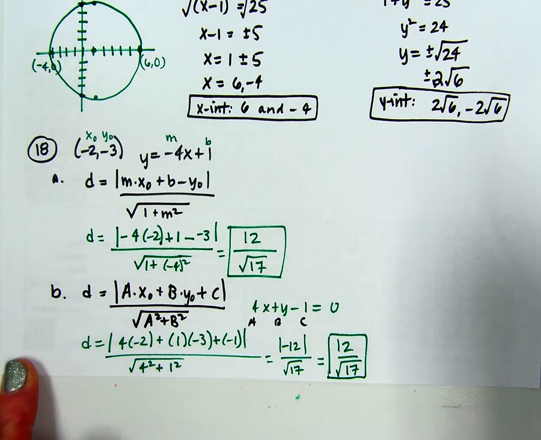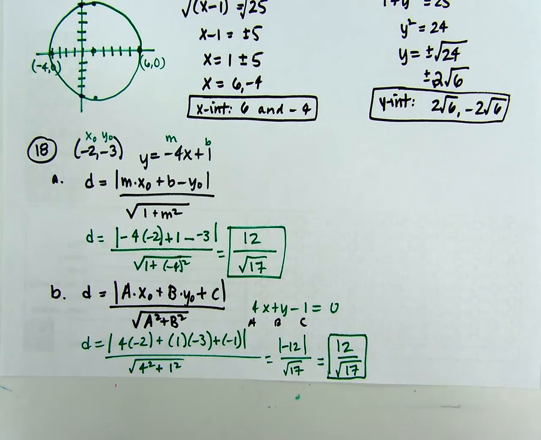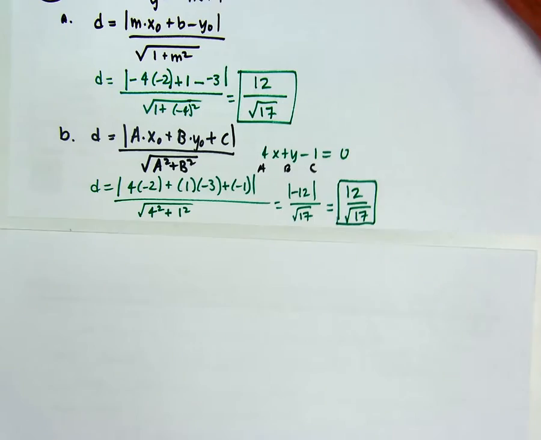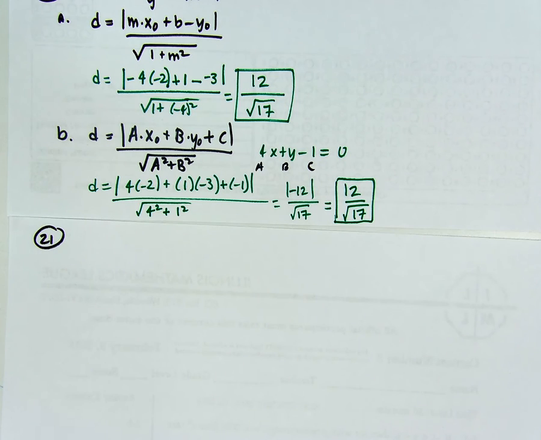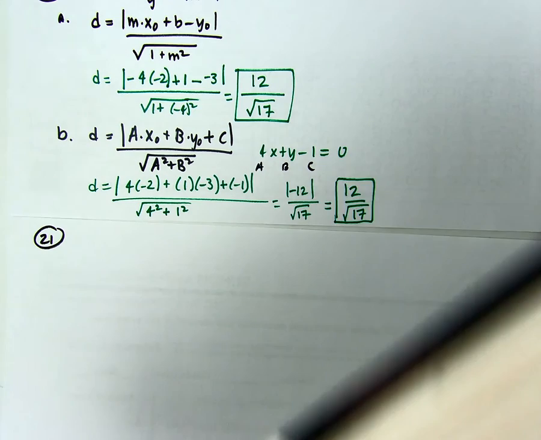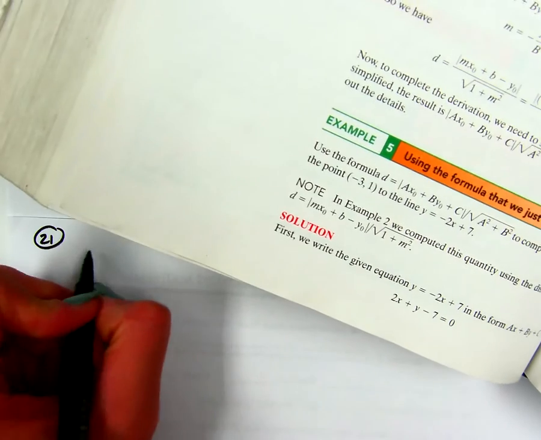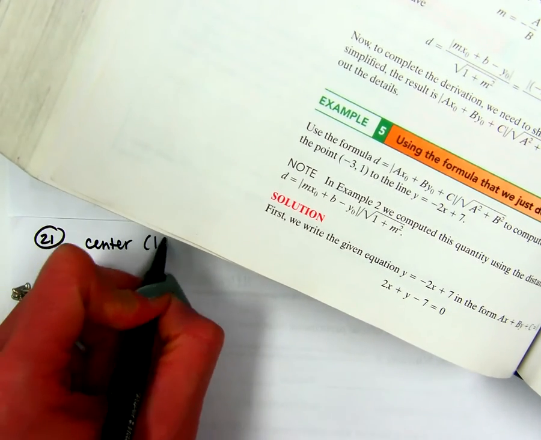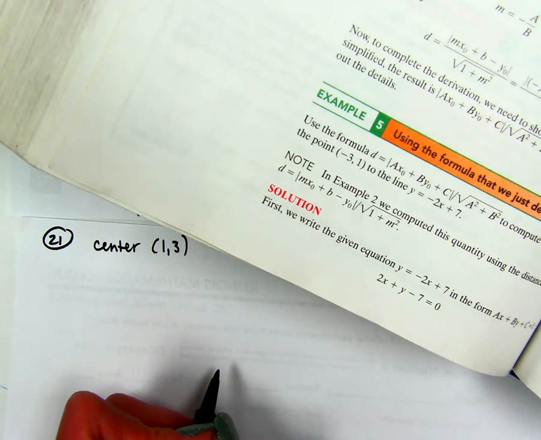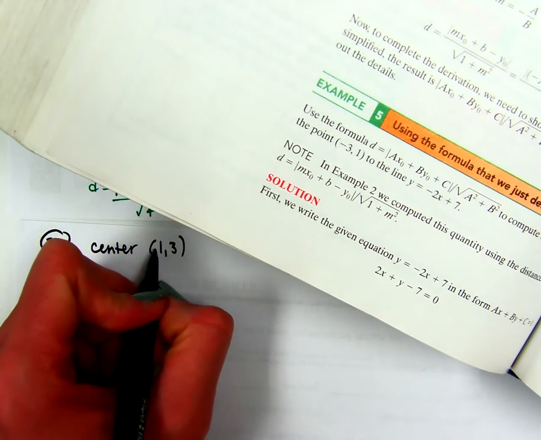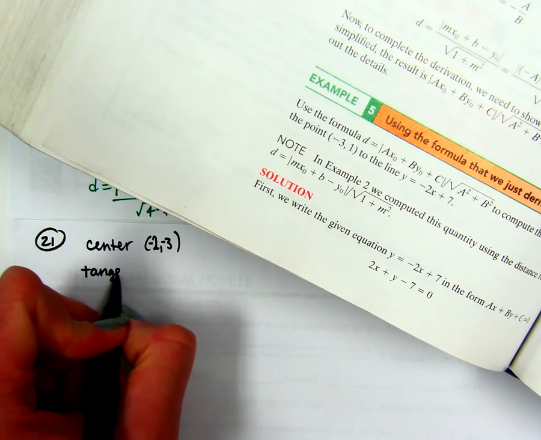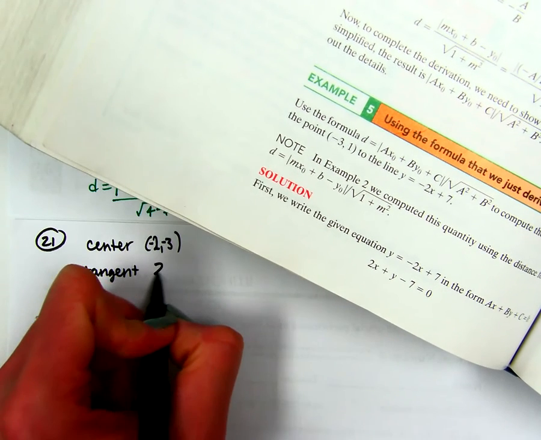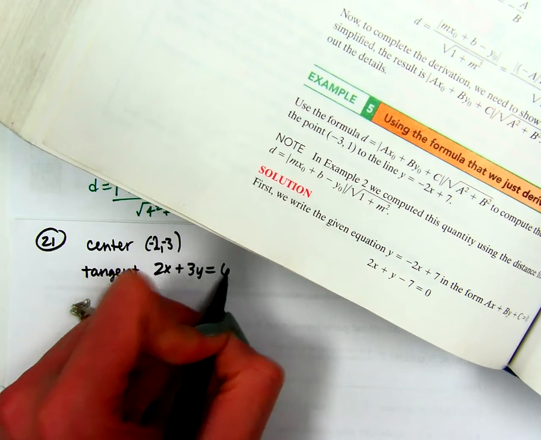All right, new problem. We're going to do number 21, just part A only. All right, so number 21 says, find the equation of the circle that has a center at 1, 3, and it's, no, I'm looking at the wrong one, -2, -3. And it's tangent to the line 2x plus 3y equals 6.